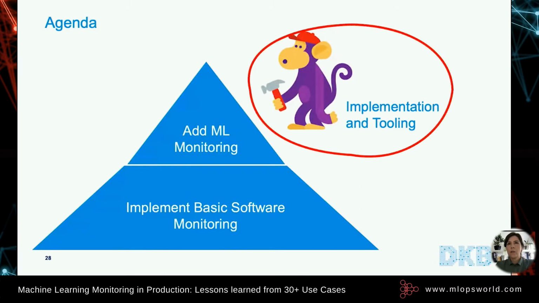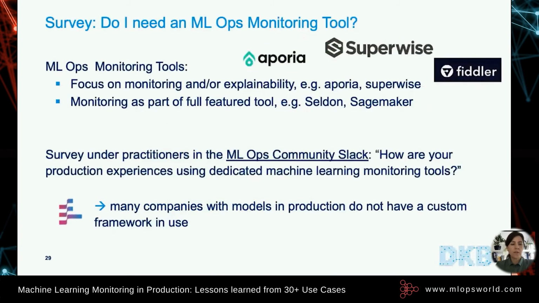Okay, so how do you practically implement this, and do you need any specific tooling for this? I am in a Slack channel of practitioners of MLOps, and I did a small survey to understand if anyone is using these monitoring tools. There's a bunch of these monitoring tools available, and it seems like many people are looking at the tools, but don't necessarily have a custom framework in use.